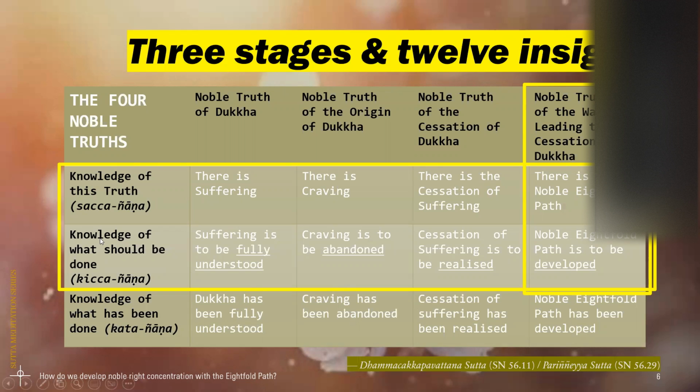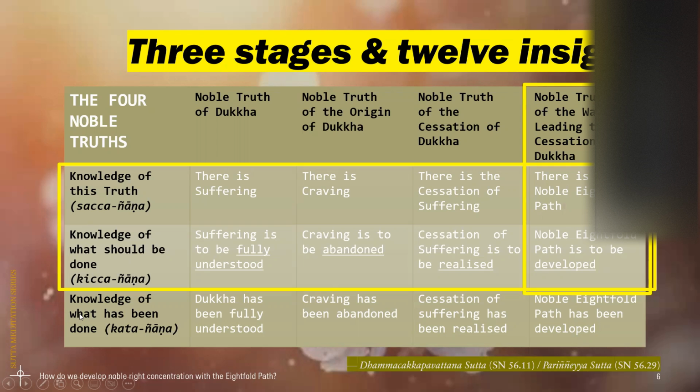As a sekha, we also know that these things need to be done. We must fully understand suffering. We must abandon all craving, and we must realize cessation and fully develop the Noble Eightfold Path. So we know this is what we need to do. So for us, we are in these first two stages.